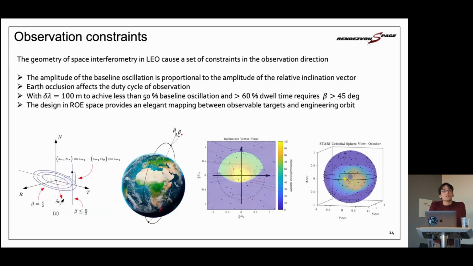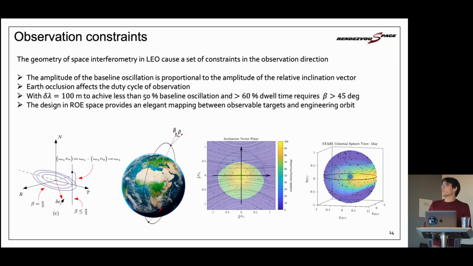There are some observation constraints that we need to take into account. In particular, the amplitude of the oscillation, as you can see here, depends on the magnitude of the relative inclination vector. So we may want to constrain the magnitude of the relative inclination vector as a function of the maximum amplitude of the oscillation that we want to have. Moreover, we're flying in low Earth orbit, so it's obvious that the Earth occlusion is going to be an important point if you are observing a certain inertial direction. So there may be a lower bound for beta such that we achieve a certain duty cycle.